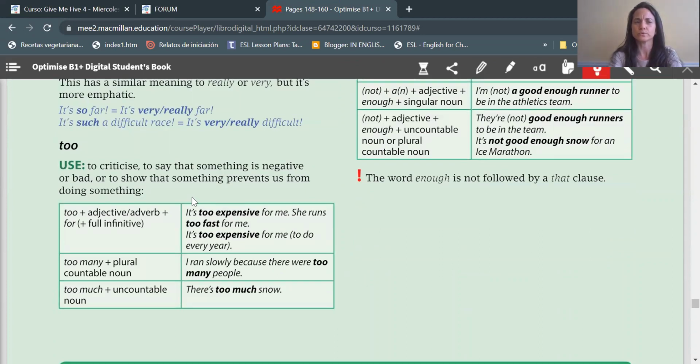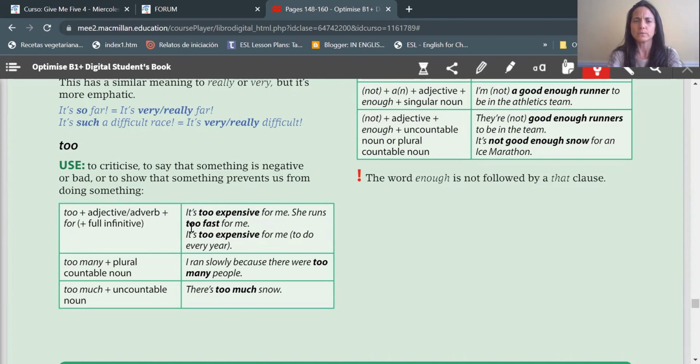Now, let's see the structures with too. What's the use of too? To criticize, to say that something is negative or bad, or to show that something prevents us from doing something. Okay, so it's important to remember that the meaning of too is always negative. So the first structure is too plus an adjective or an adverb plus for and the full infinitive. Let's see the examples. It's too expensive for me. She runs too fast for me.